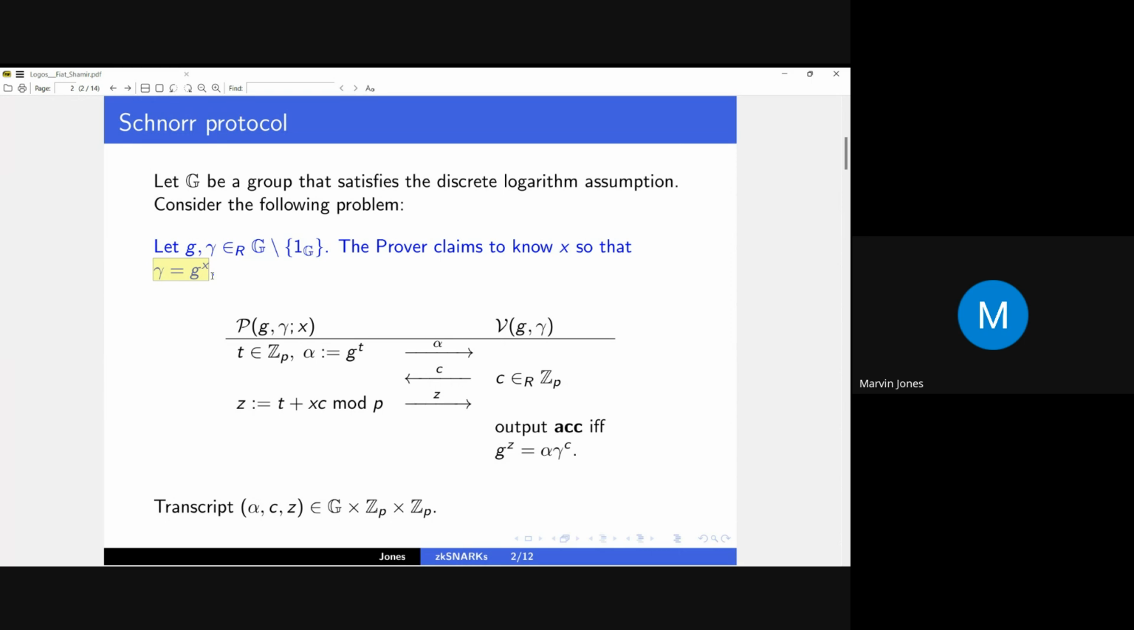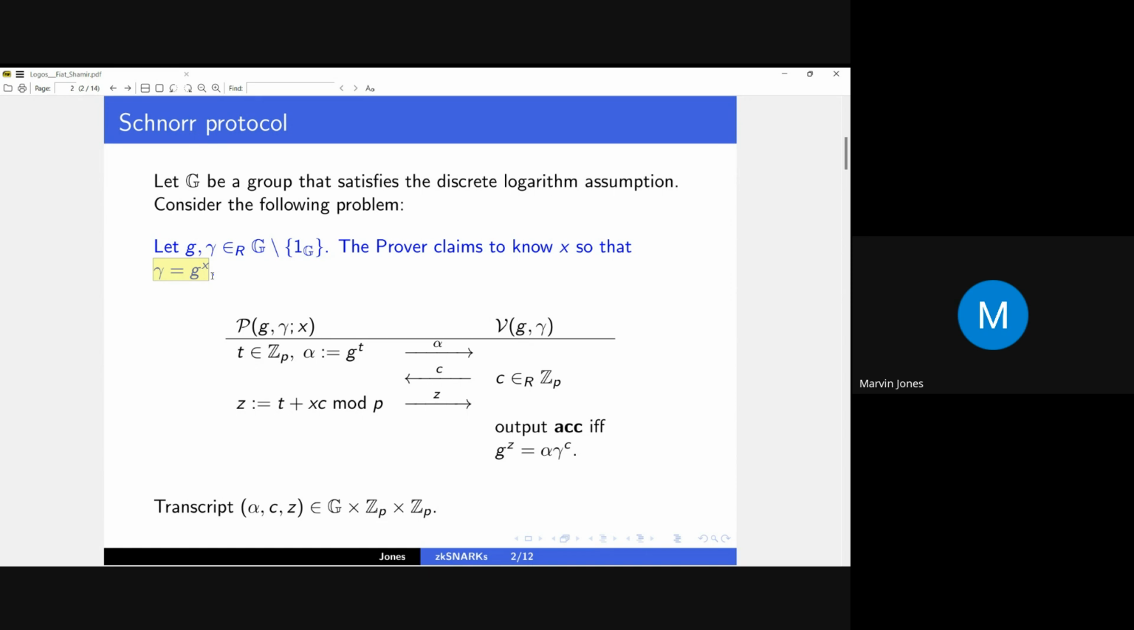Now, obviously, the prover could just provide x to the verifier, but that would be no fun, especially since the Schnorr protocol was originally a signature protocol. Kind of gave away the punchline in that sentence early on. But we don't want to hand over x.